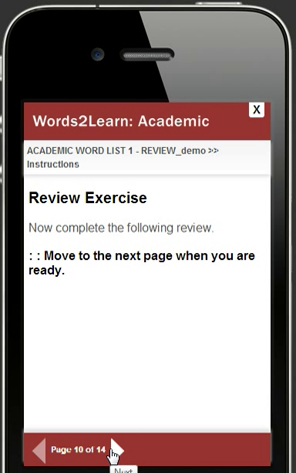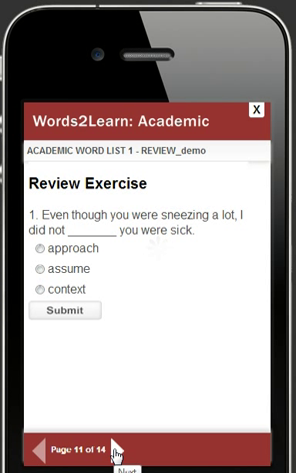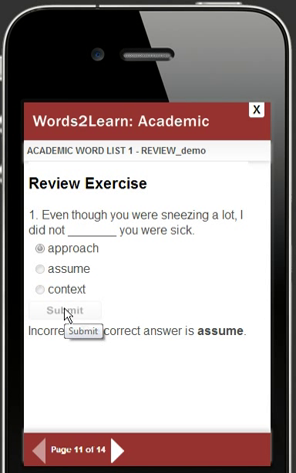And after they go through 5 of those, and what do you think about each of those 5, there's a review exercise where they can practice some more. And in this case, we could put in fill in the blank. There's also an opportunity where they can type in some of these. And so let's see. Even though you were sneezing a lot, I did not assume you were sick. No, that's incorrect. The correct answer is assume.